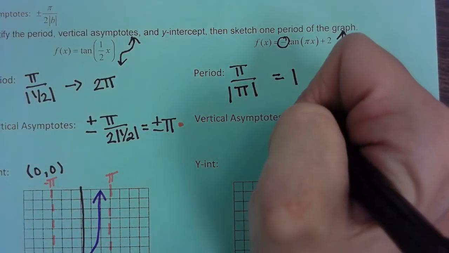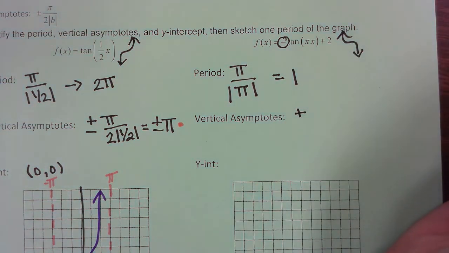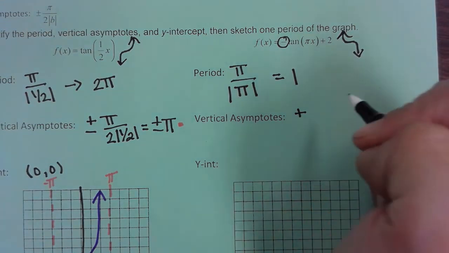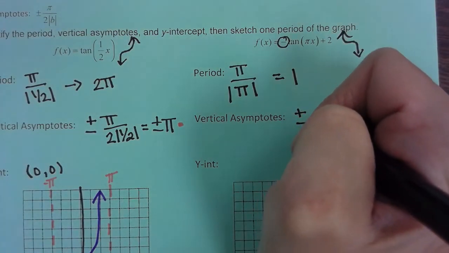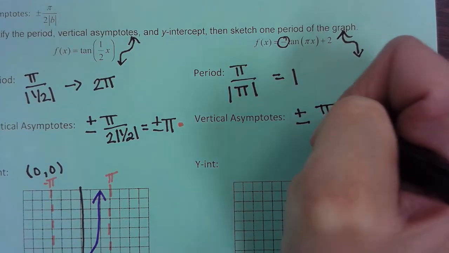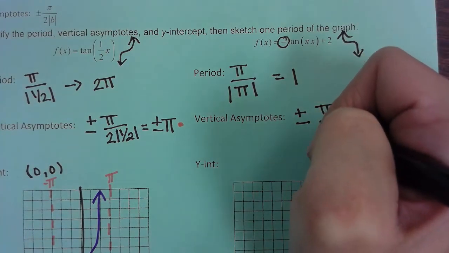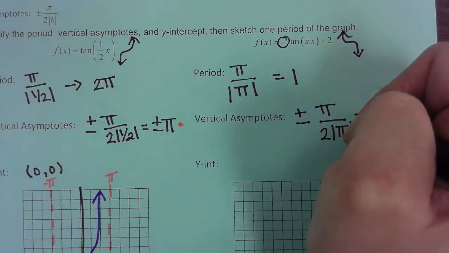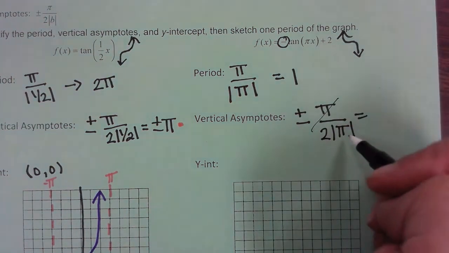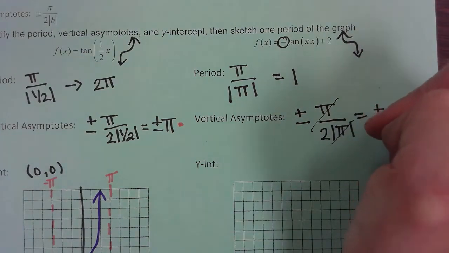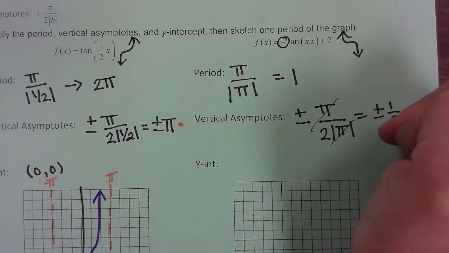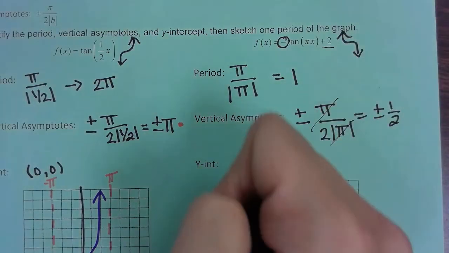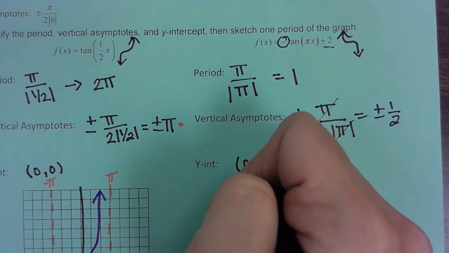Vertical asymptote is, sorry guys, I just confused myself. Positive and negative pi over 2 times b, which reduces, the pi's cancel, right, to positive and negative 1/2. And the y-intercept is what's at the end, so it's going to be 0, 2.